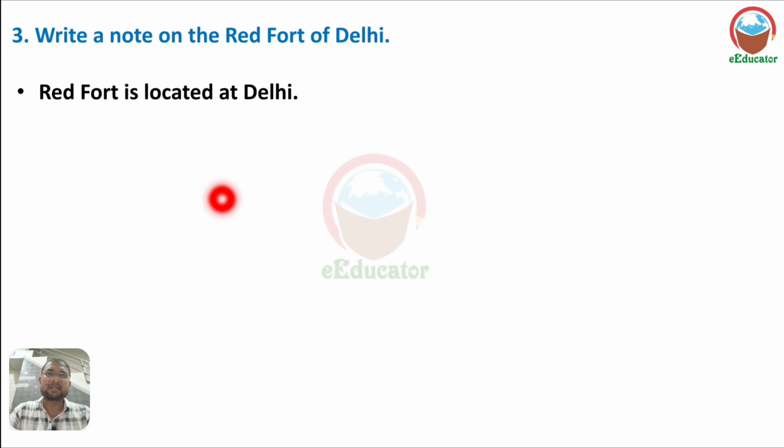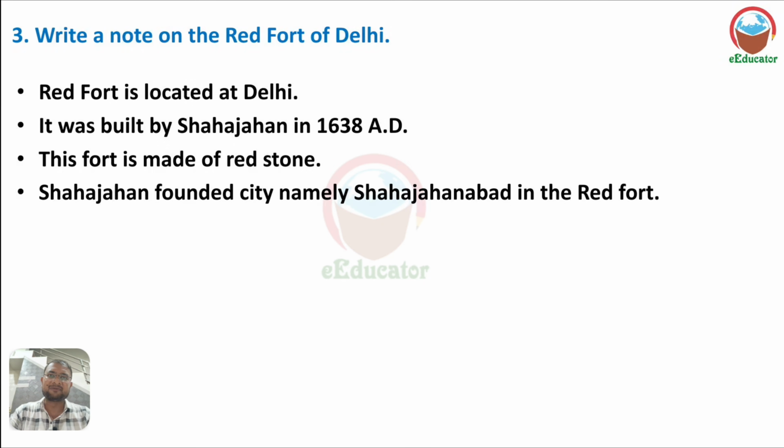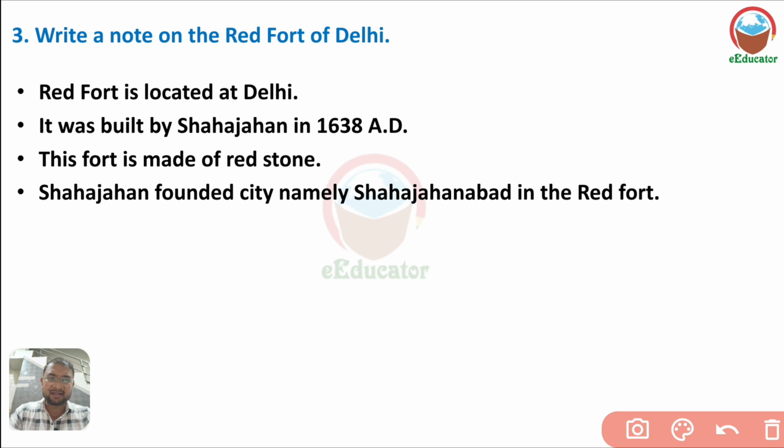Red Fort is located at Delhi. So it was built by Shahjahan in 1638. Who is the constructor? Shahjahan. This fort is made out of red sandstone. Red stones are used for construction of this fort. Shahjahan founded the city named Shahjahanabad in the Red Fort. Red Fort के अंदर जो city बनाया गया उसको शाहजहांबाद से जाना जाता है.